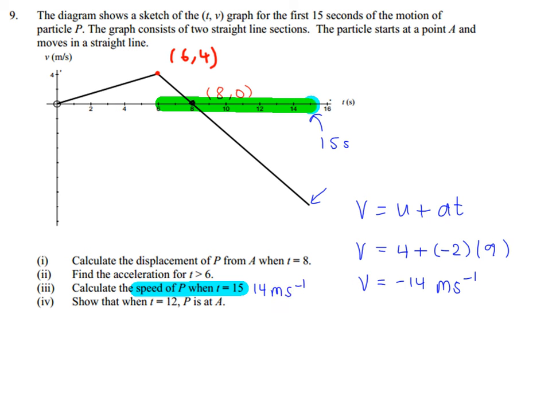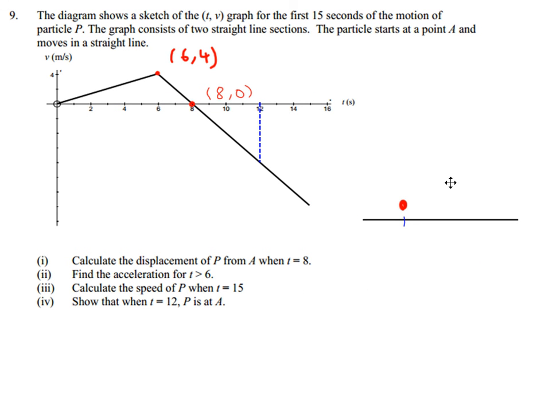Okay, for part 4, imagine a particle starts here, moves in one direction and is slowing down, comes to a stop and then starts moving in the other direction. It will pass this point where it started again and continue in this direction, but when it passes this point again on the way back, the displacement is 0, so it's back to where it started. Now in this question it says show that when t equals 12, p, our particle, is back at a, which means the displacement is 0.